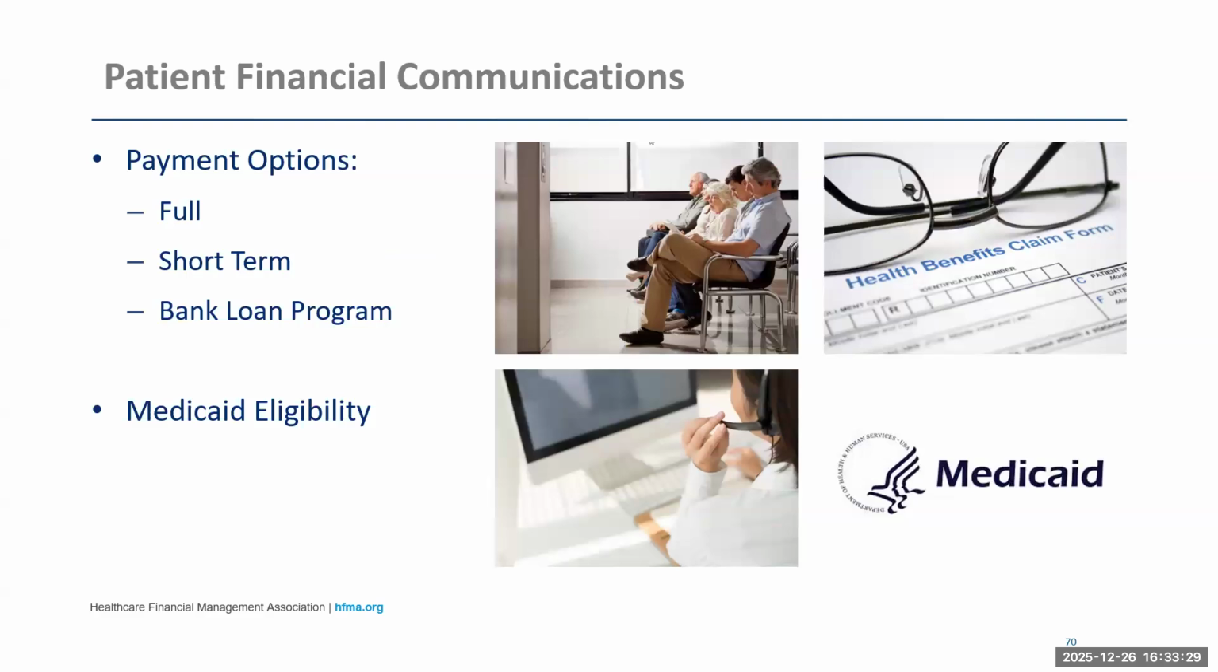We discussed created estimates in the last section, so this should provide you with the ability to have a conversation on patient liability, including past due balances. Options are full payment, short-term payments, or potentially a bank loan program. If financial resolution cannot be obtained through any of these options provided, then financial assistance screening should be initiated through Medicaid and hospital financial assistance programs.